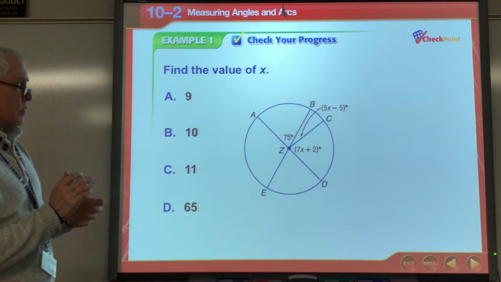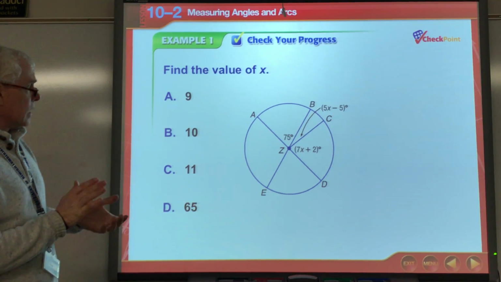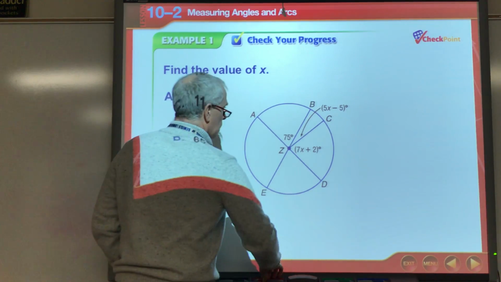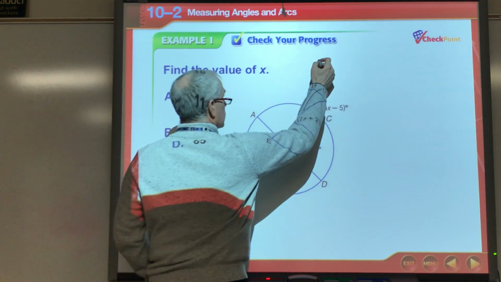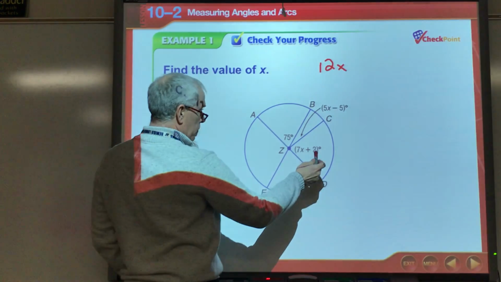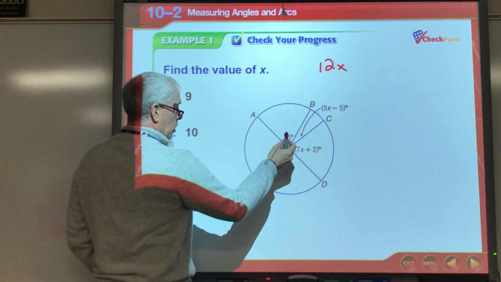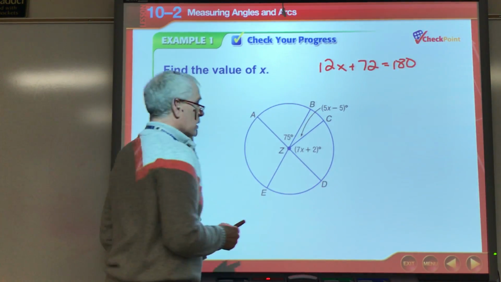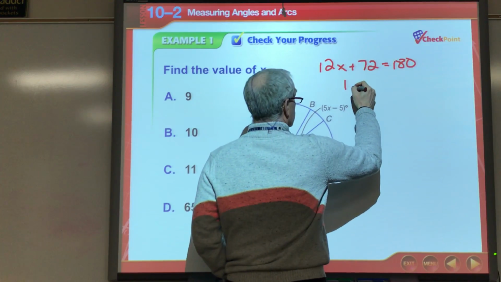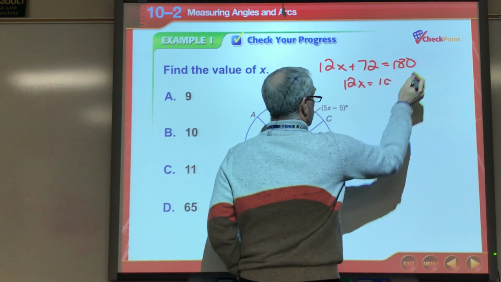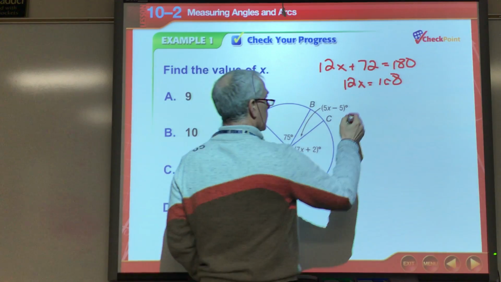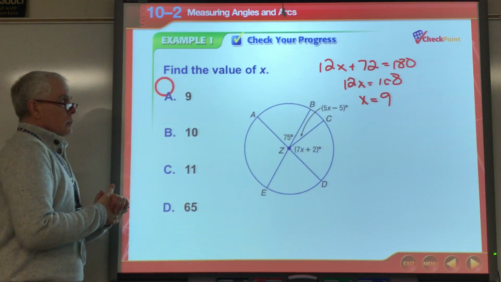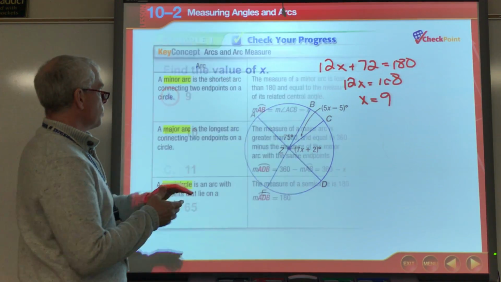All right, so really similar. Give this a shot. Let's see what we get. So again, here's a diameter. So all 3 of these are going to have to add up to 180. Okay, so I have 7x plus 5x. That's 12x. 2 minus 5 is negative 3 plus 75 is 72. Okay, a little bit of algebra. Subtract 72. Okay, and then divide by 12, and I get, what, 9? Okay, so I think we've seen problems like this before. I don't think this is going to be too big a deal for you guys.